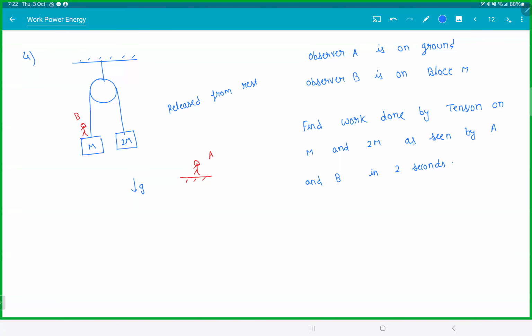Try. It has a little working. I'll give you 1 more minute. I hope everyone found the tension. Everyone found the acceleration. Then you know how to find displacement. This is the basic stuff. Now the catch here is that displacements of m and 2m as seen by A and as seen by B are different. They will see different displacements. Let's see.